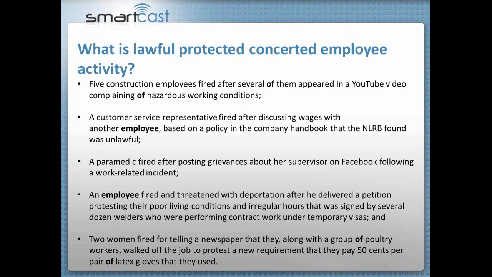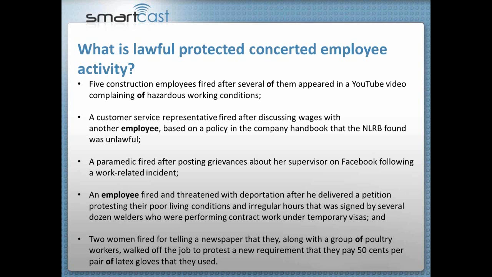Number 3, a paramedic was fired after posting grievances about her supervisor on Facebook. Probably not good form, but that's what happened. So she gripes about her supervisor on Facebook following a work-related incident. Something happened, she got kind of ticked, and she goes, well, I'm going to blast this guy on Facebook. Well, that was protected concerted activity.